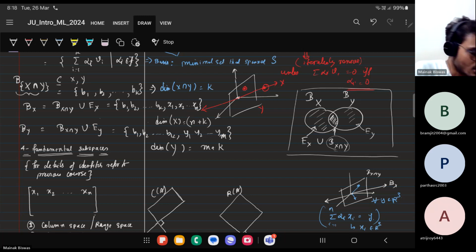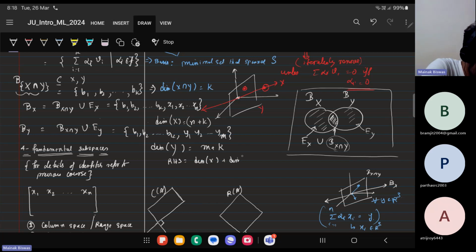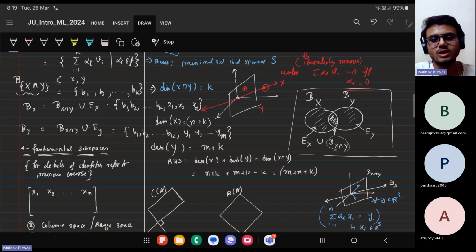So the right hand side, what will it be? The dimension of x plus dimension of y minus dimension of x intersection y. What will this be? n plus k plus m plus k minus k, right? m plus n plus k. Do you agree? Everyone? Partha, okay? Now m plus n plus k.